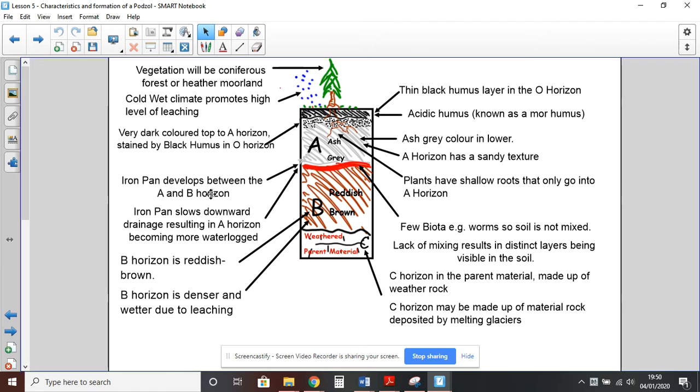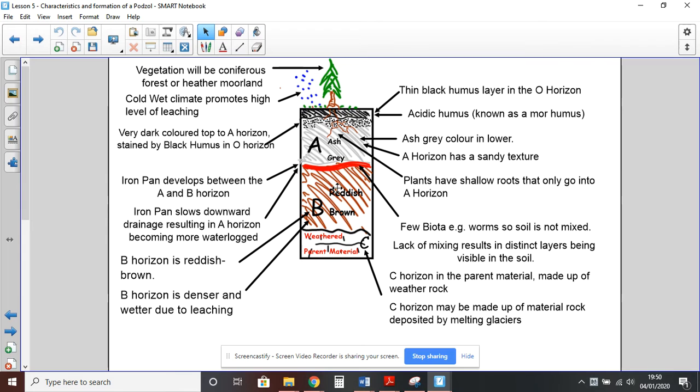An iron pan develops between the A and B horizon. You explain that this is due to iron compounds being washed or leached out of the A horizon and then gradually building up over time to form this iron pan. The reddish-brown colour in the B horizon is created by iron compounds gradually oxidizing in the soil and turning red. That process is basically where the iron compounds gradually rust because they mix with water.